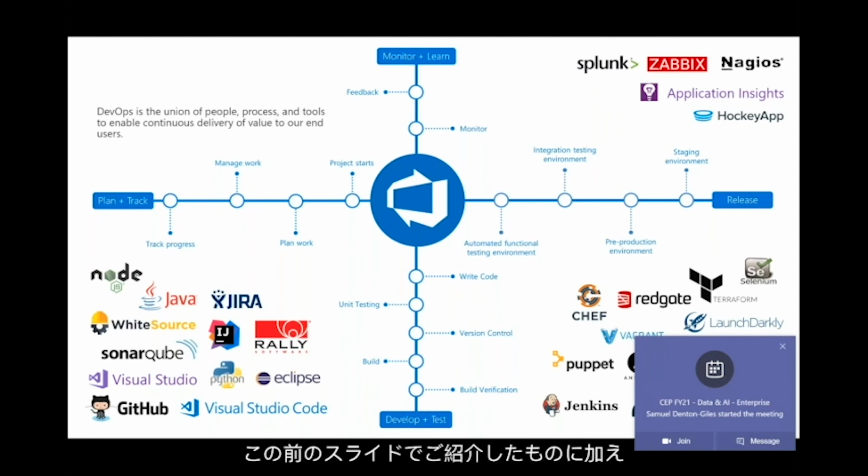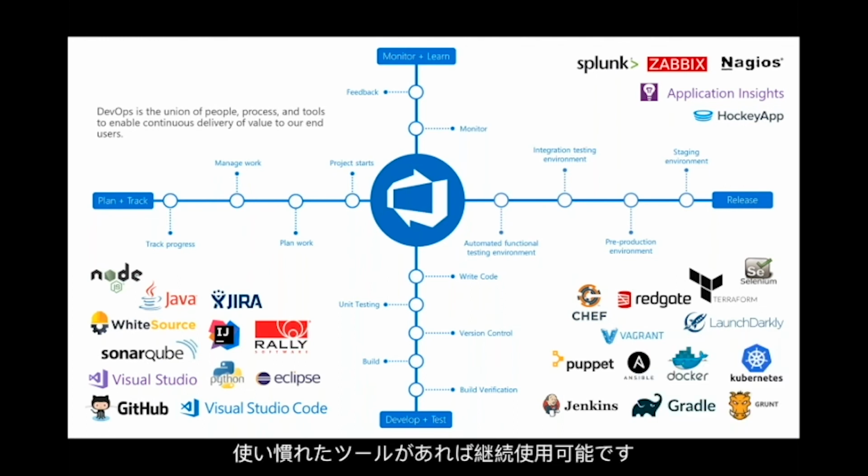So in addition to what I just showed you on the previous slide, you're able to plug and play any of these tools into those modules and continue using the tools that you've been very familiar with. So if you've been familiar with certain tools, you can continue to bring that, whether it's Ansible or Jenkins or Jira. So you're able to bring that, and you're able to leverage Azure DevOps as well as what we provide from a cloud perspective.